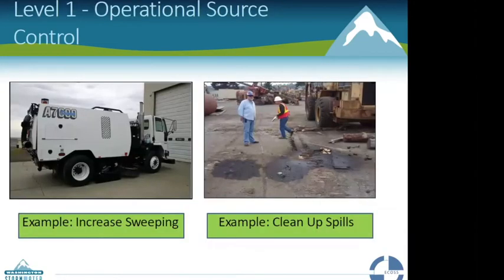So here's a couple examples of level 1 corrective actions, including increased sweeping. Some people have had to go to a monthly sweep from a quarterly sweep, depending on how much dust is coming onto your property and impacting your sampling. Also, you want to make sure that you clean up spills immediately.